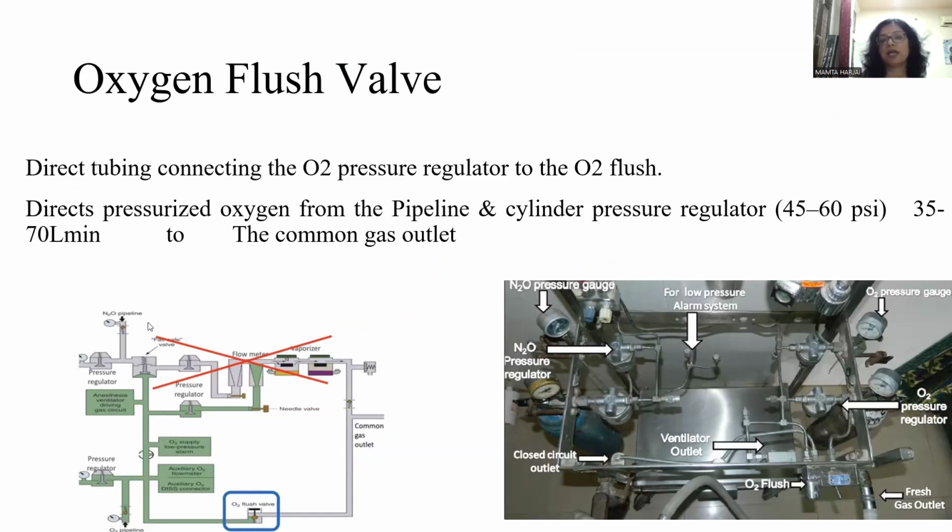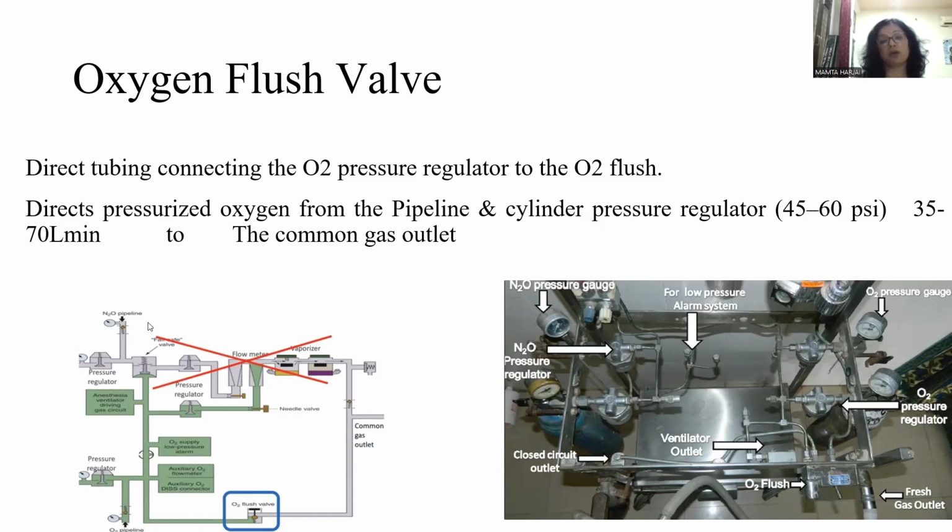What is the physical principle behind the oxygen flush valve? We all have used it, and we know that we use it for emergency purposes only. Basically, there's a direct tube which connects between the oxygen pressure regulator, like this is oxygen, and this is the tube which is directly connecting to the oxygen flush. So the vaporizers and flow meter are all bypassed. Whenever there is an emergency, we need to use the oxygen flush button. That means it is supplying pressurized oxygen directly from the pipeline and cylinder pressure regulator at 35 to 70 liters per minute to the common gas outlet.